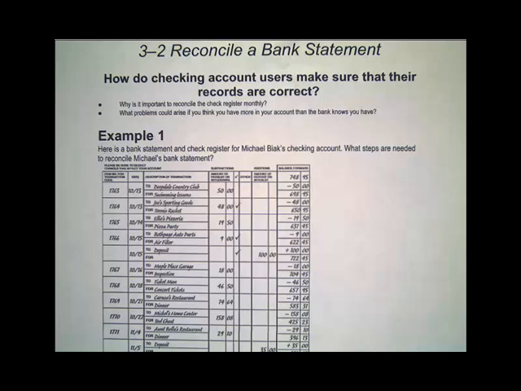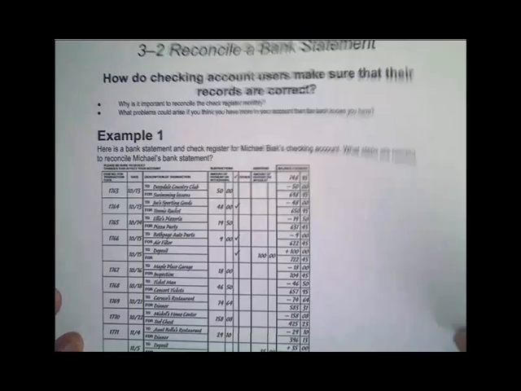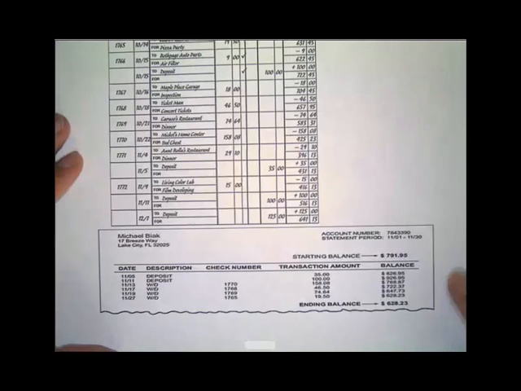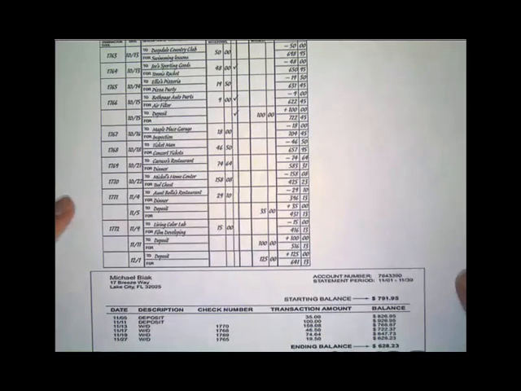All right, example 1. Here is a bank statement and check register for Michael Bayek's checking account. What steps are needed to reconcile Mike's bank statement? So this is his register, and then at the bottom is his statement that comes in the mail. So what we need to do is check to make sure that everything on his statement is checked off in this column with the checks.